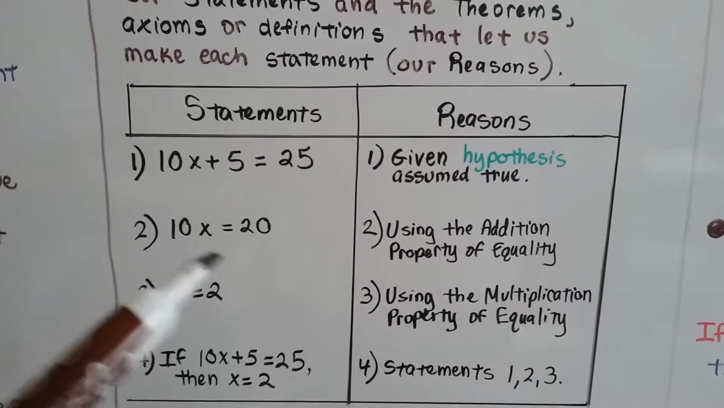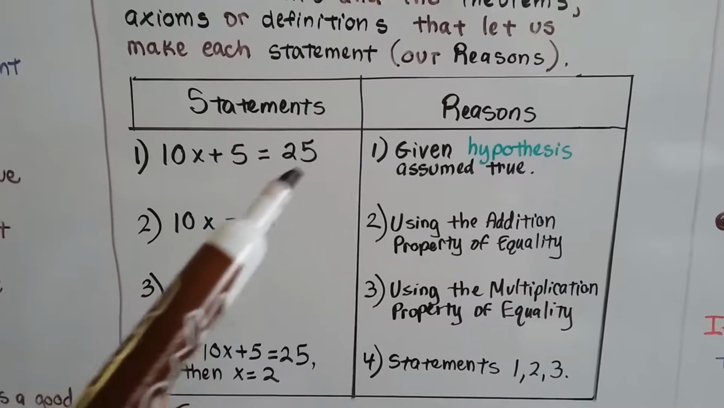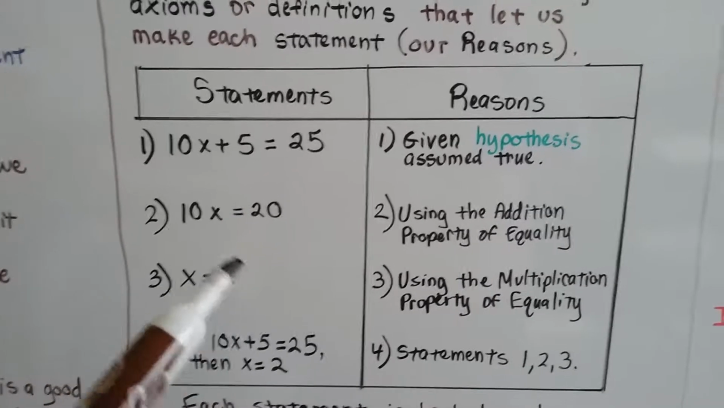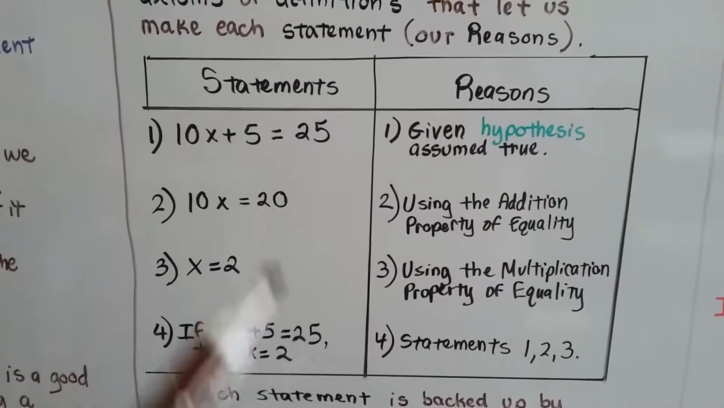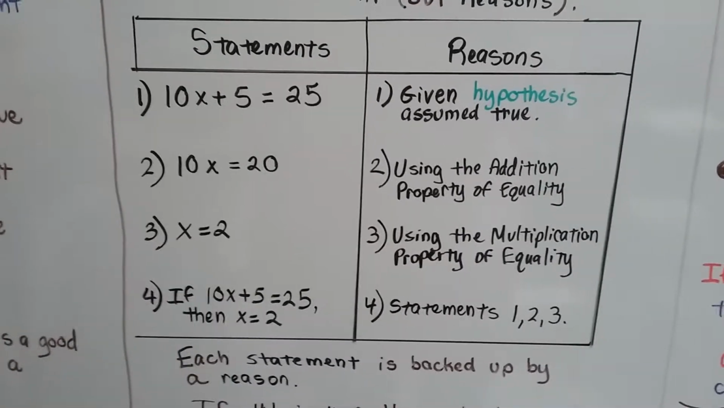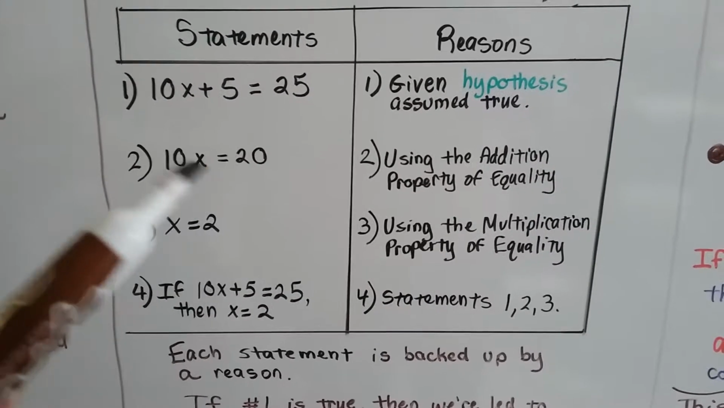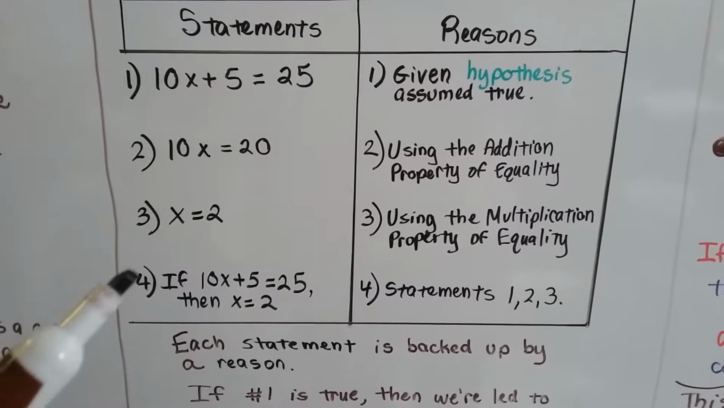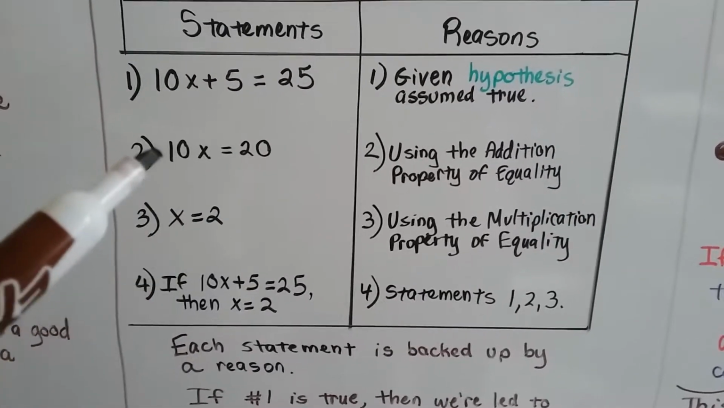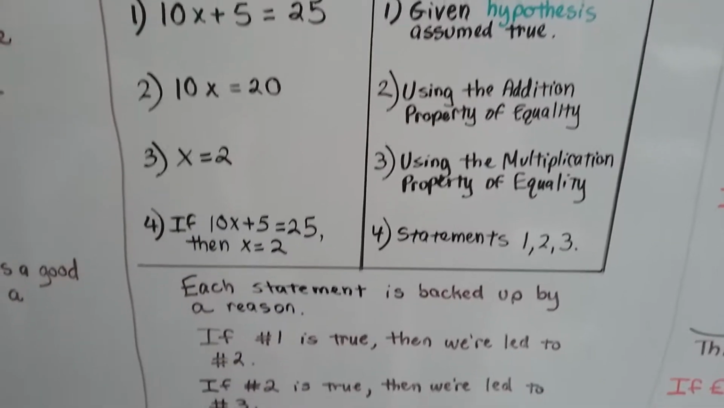10x equals 20. Using the addition property of equality, we could subtract this 5 from each side, or add the negative of 5 to each side, right? And that would get us 10x equals 20. Then we would have x equals 2 using the multiplication property of equality to multiply both sides by the reciprocal of this coefficient, or we could use the multiplication property to divide both sides by 10, right? And that 20 divided by 10 would give us 2.